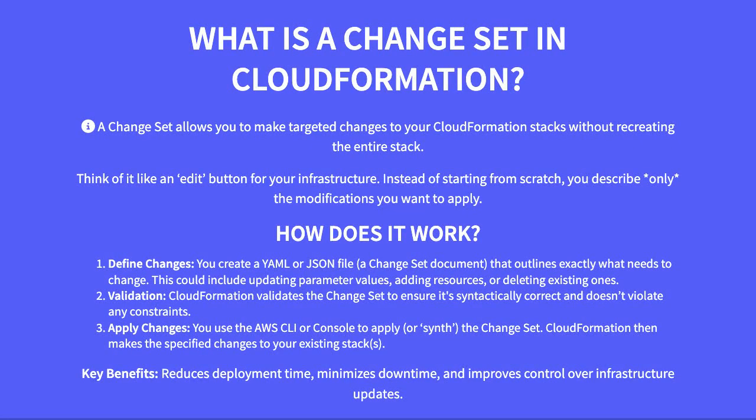Okay, let's talk about change sets in CloudFormation. Essentially, they're a really powerful way to tweak your infrastructure without having to rebuild everything from the ground up. Imagine you need to update a single parameter value on one of your resources with a regular stack deployment. You'd have to recreate the whole thing. A change set lets you pinpoint exactly what needs changing, validate that it's safe, and then apply those updates efficiently. It's like having an edit button for your infrastructure. You define the changes in a file, CloudFormation checks them out, and then applies only those modifications to your existing stack.